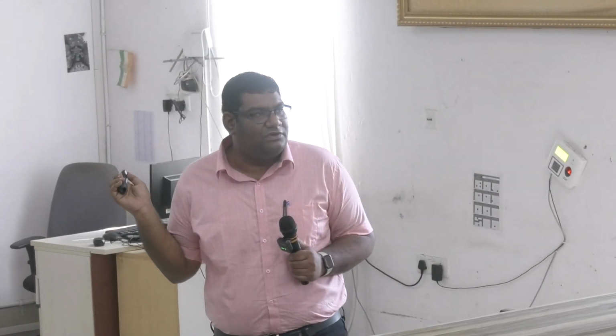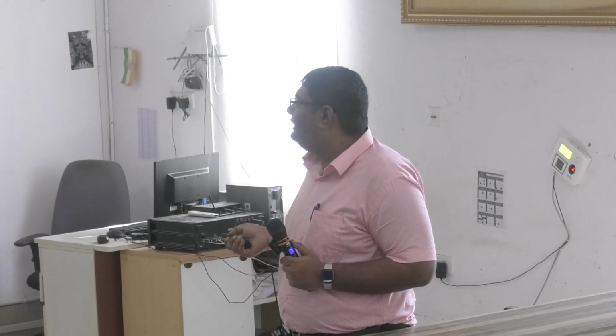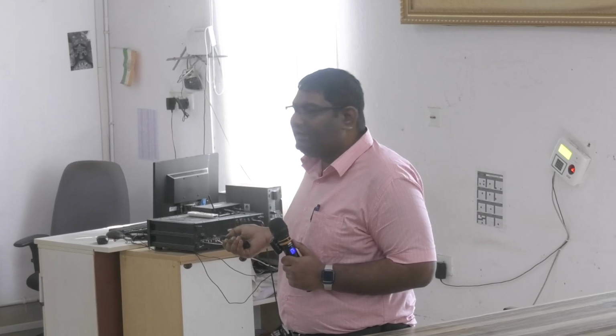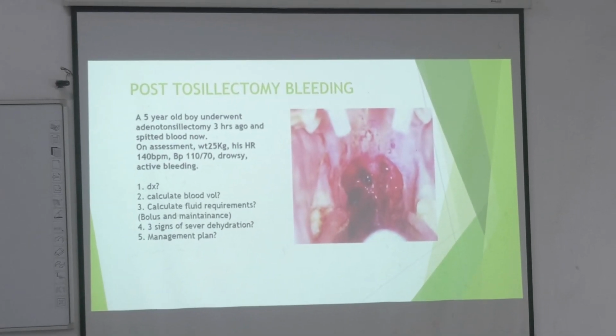Sorry. This is a post-tonsillectomy bleed. It looks like this. After tonsillectomy, suppose after 2 or 3 days, the patient is coming with this appearance. The whole raw tonsil area has either active bleeding or there is clot. Okay. So this is a typical scenario.